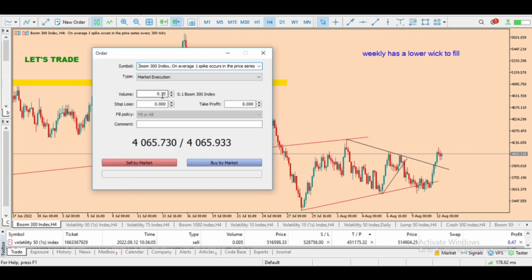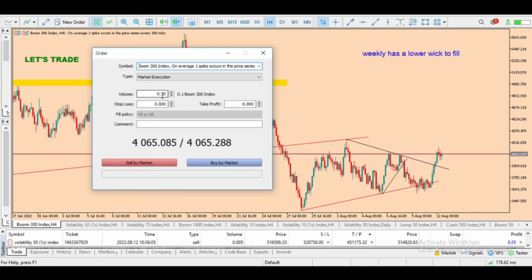Now if you place a trade on this Boom 300 using this lot size, depending on your capital, maybe you have a capital of say $50, and let's say the trade goes against you, you might lose your capital, and we don't want that to happen, right? So what do you do?